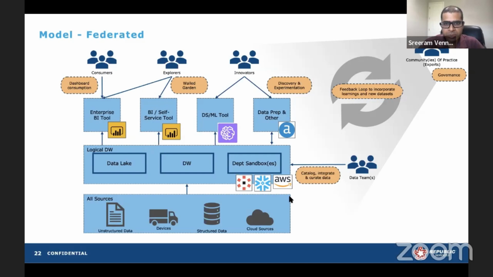Innovators have access to both, but at the same time, they can also work on AI and ML models and prepare their own data. Whereas explorers are part of the governance, where they interact with the community to define what are the guiding principles, how do you operate within these tools and technologies, and also manage the guiding principles, continuously evolving them, managing COPs, etc. So that's the model we adopted for self-service.